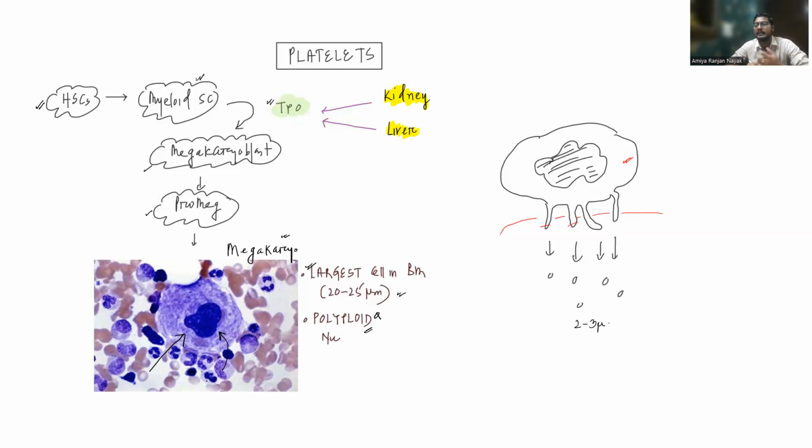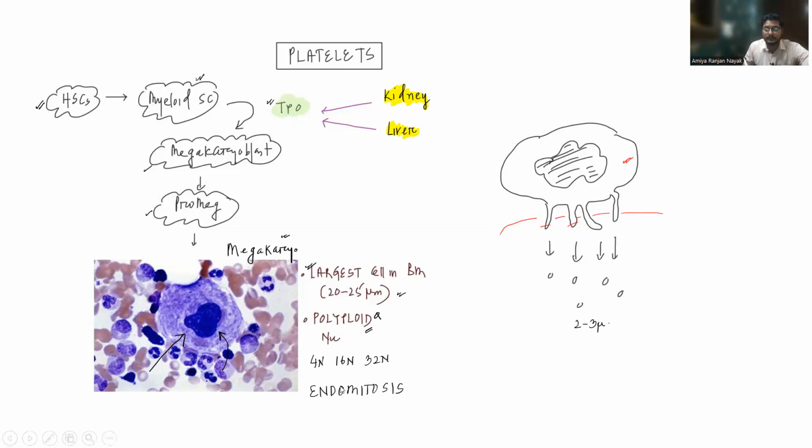Okay, so every cell in our body is diploid. Diploid means 2n, but megakaryocytes have multiples of 2n. They can be 4n, 16n, or 32n. So they are not diploid, they are polyploid. This polyploidy happens because of a phenomenon that is known as endomitosis.